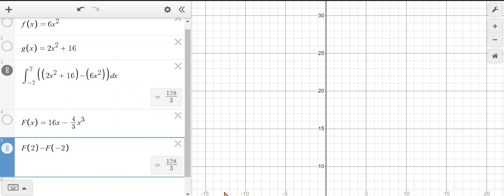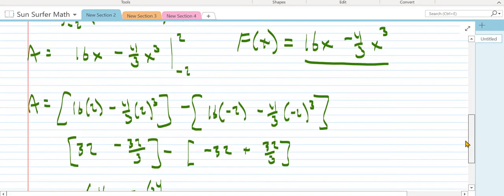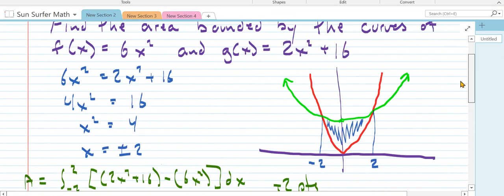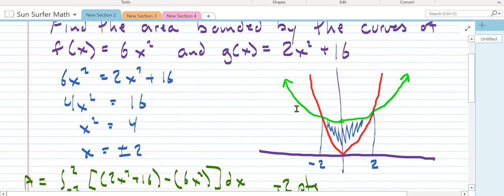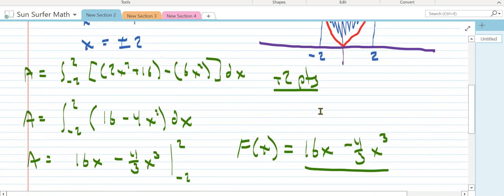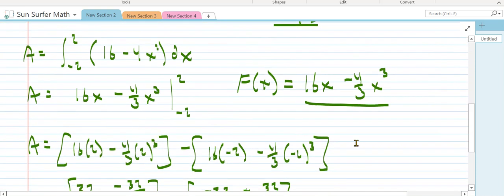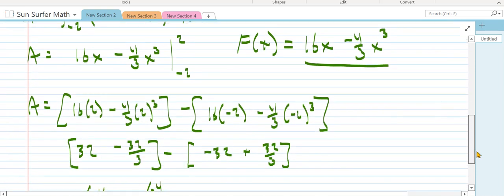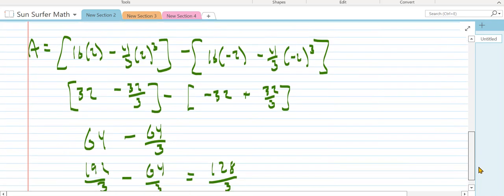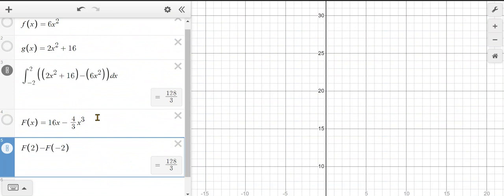So the moral of the story here is you should be able to do one of these problems completely by hand. You should be able to draw a sketch of the graph, figure out which curve is on top and which is the bottom, determine the bounds of integration, set up your basic integral, integrate it, which means find the antiderivative, and then evaluate the antiderivative using the fundamental theorem of calculus to come up with your final answer. Then use Desmos to verify all of that work.